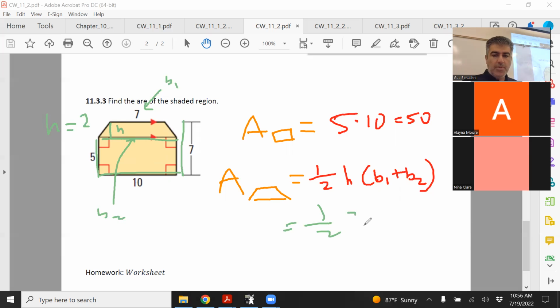1/2 times 2 times (10 plus 7). You should get 70. And add it all up, the whole thing is 120.